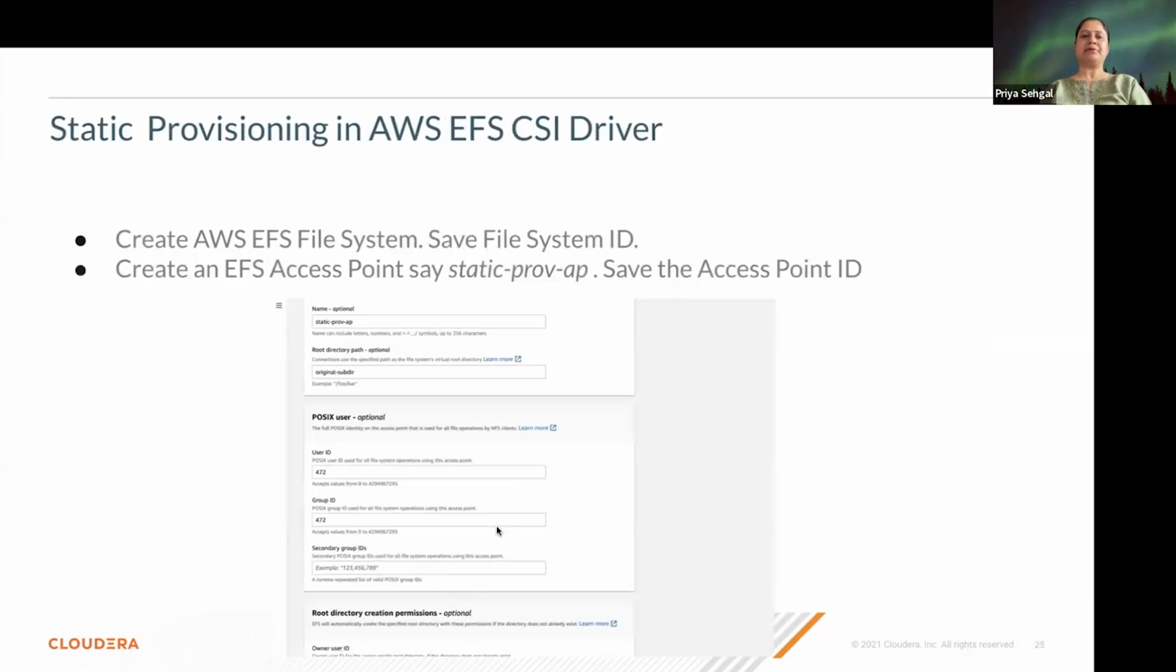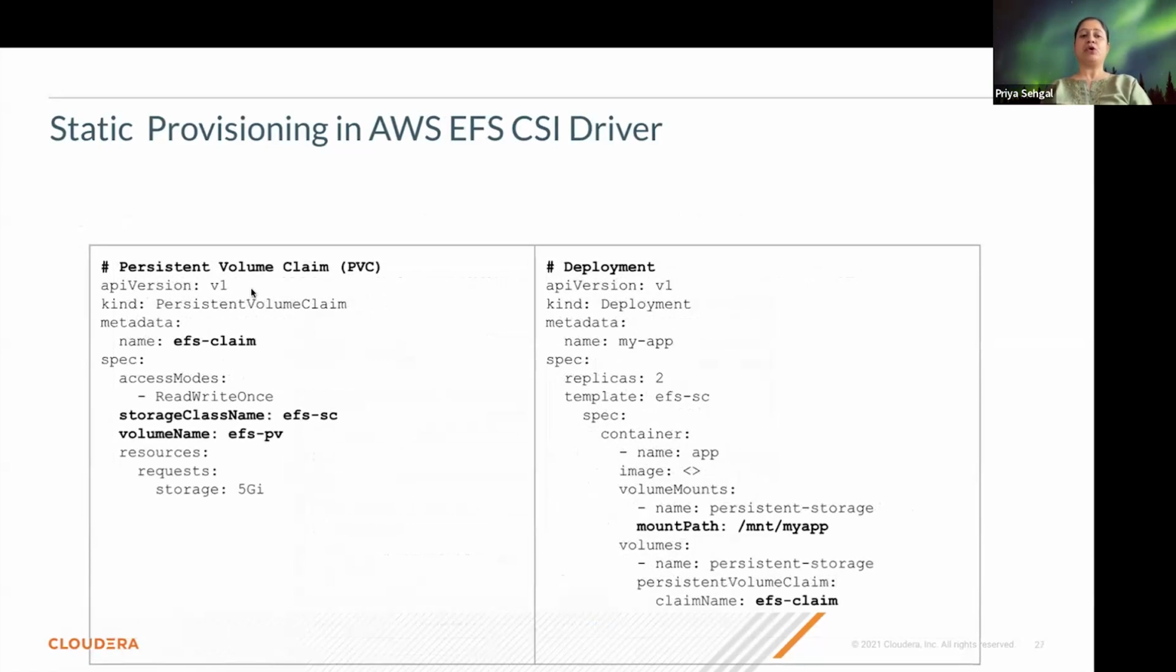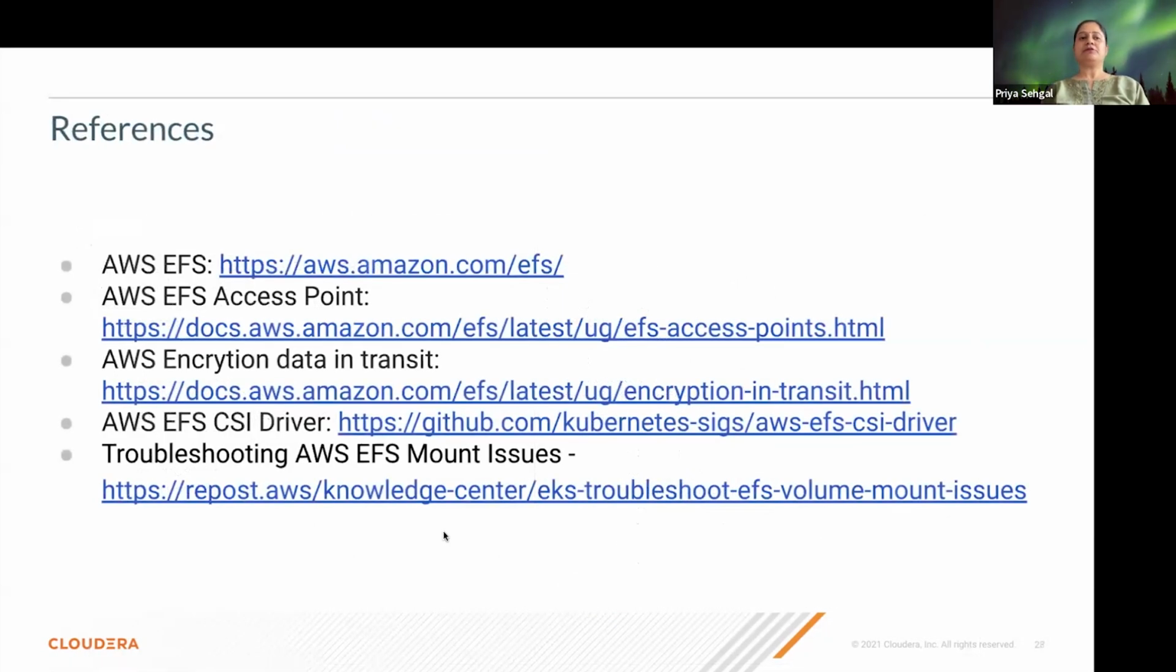Static provisioning is pretty simple. As I said, you simply have to create an access point and provide that access point and file system ID in the volume handle for this persistent volume definition. Because it is static provisioning, you have to provide a persistent volume definition also. The storage class definition is pretty simple. Then you have the persistent volume claim, which is referencing this persistent volume, and the deployment is using this claim. The only addition is you create a persistent volume with the file system ID and the access point ID. So that's pretty much it from my side.